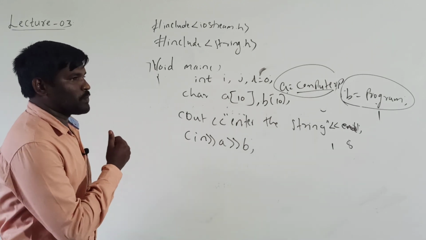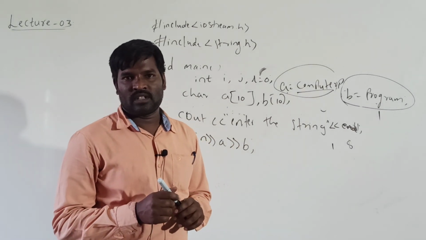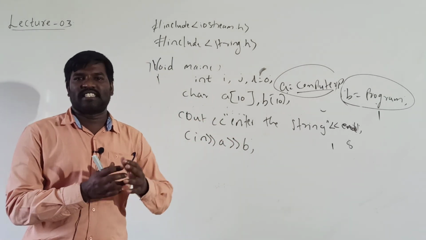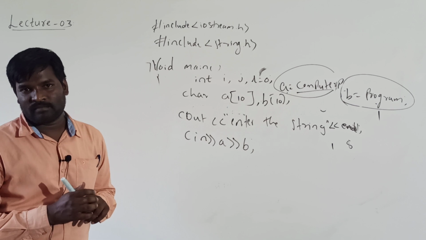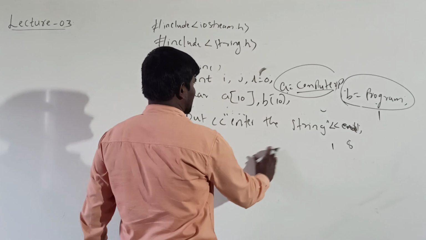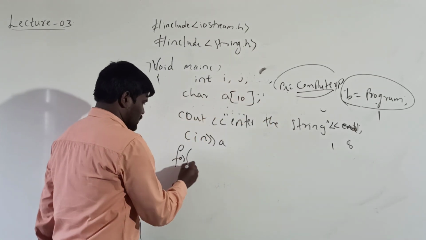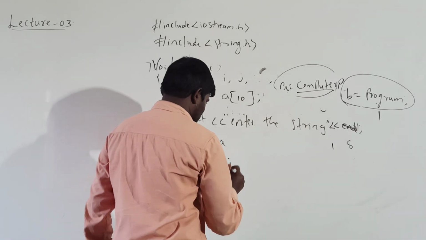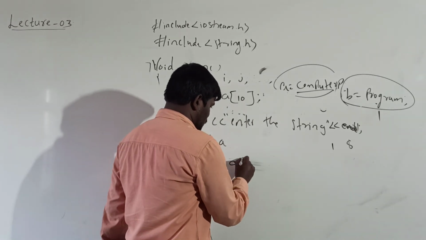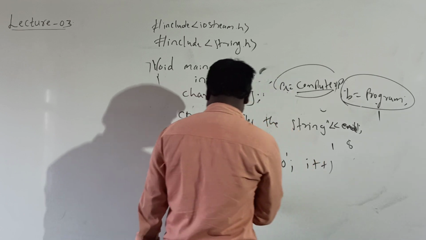Now we have to write the program for conversion from lowercase to uppercase. Whatever input we give must be in lowercase, and it is converted to uppercase. See here, only one input is required. For i = 0, a[i] is not equal to the null character, i++.